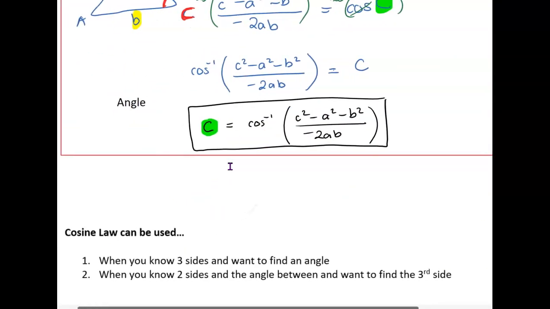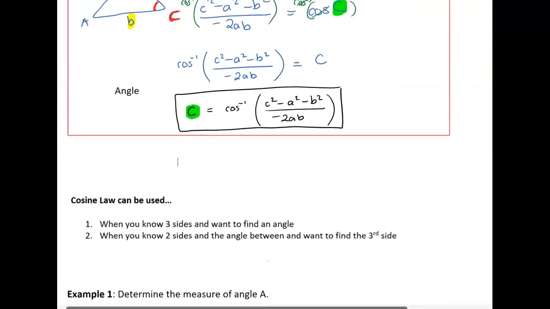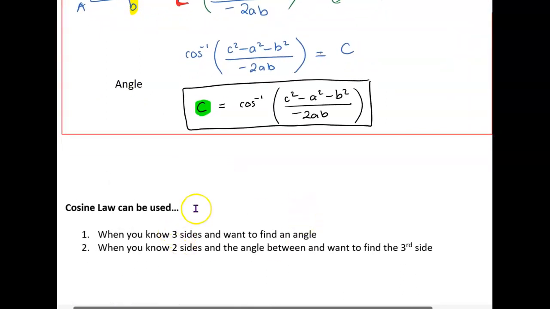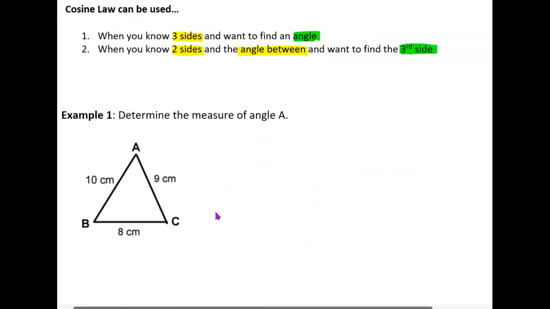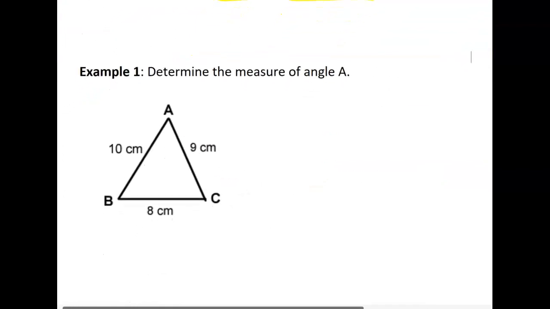So let's just review about the cosine law. A reminder that we use the cosine law when we have 3 sides and you want to find the angle. That's what we're doing in this scenario. Last time we were given 2 sides and the angle between, and we wanted to solve for the 3rd side. Okay? So just refreshing when we can use cosine law in general. But let's now apply it to an example. Here we have a triangle ABC. And as you can see, we have 3 side lengths that are known. Let's label the sides appropriately.